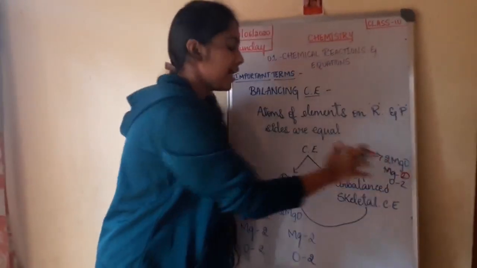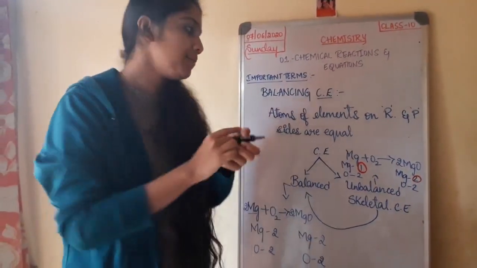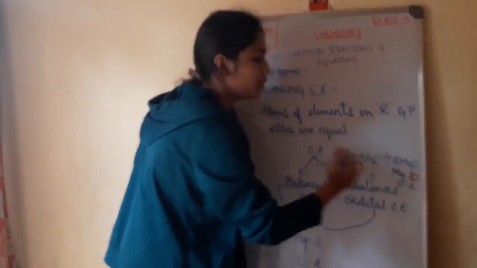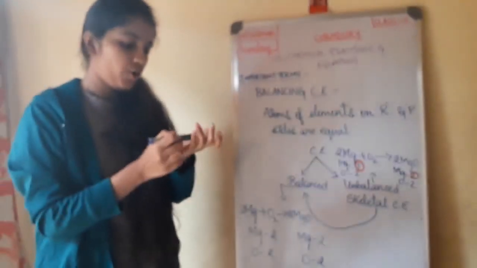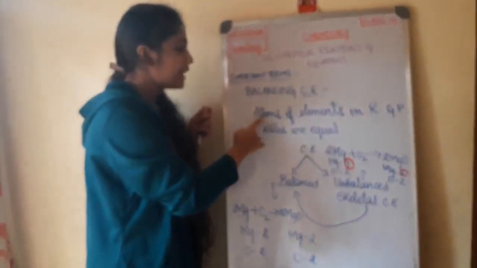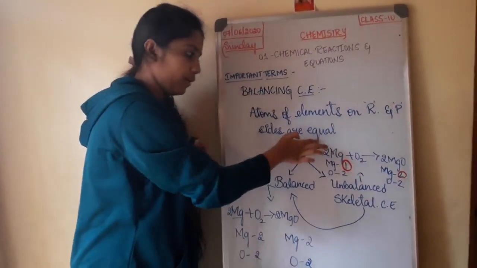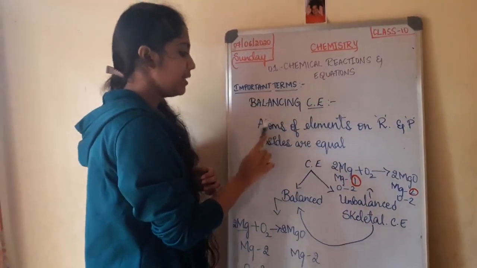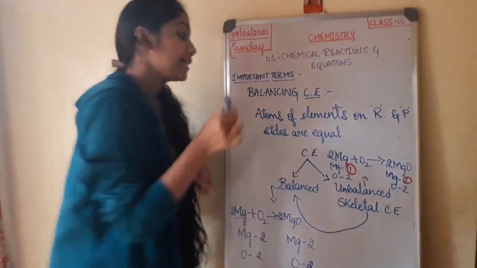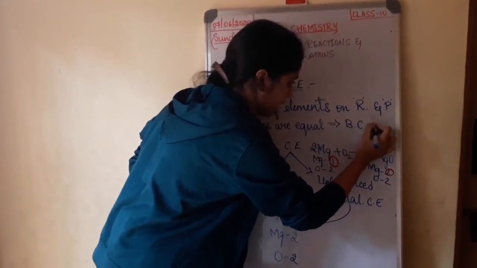Now this is an unbalanced chemical equation, or a skeletal chemical equation, and this can be changed by just adding a 2. Now this is how you balance chemical equations. So the general definition of the balanced chemical equation is: atoms of elements on the reactant side and the product side are equal. If the atoms of elements on the reactant side and the product side are equal, then it is said to be a balanced chemical equation.